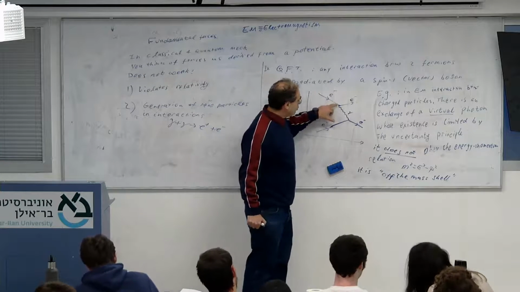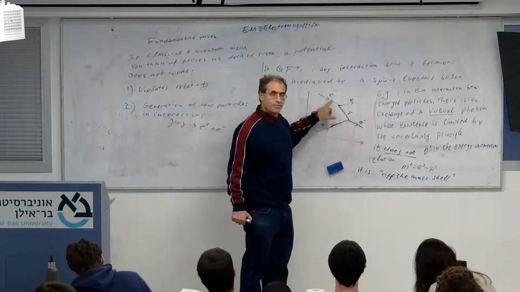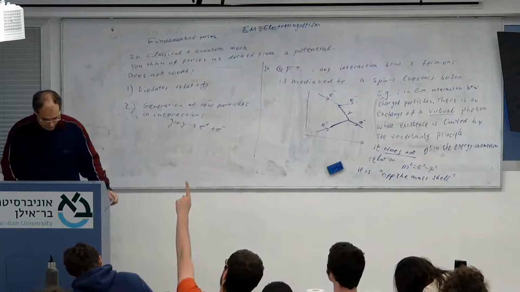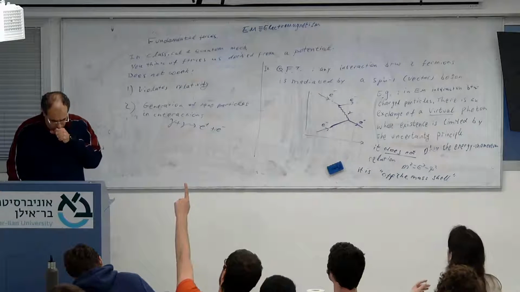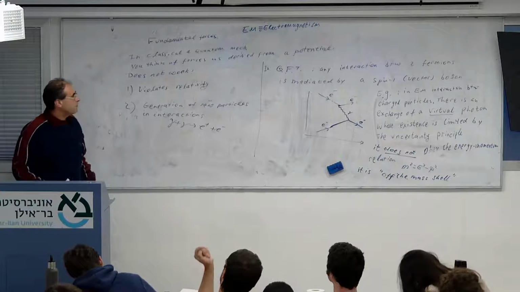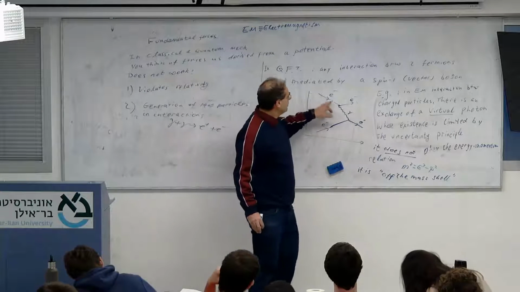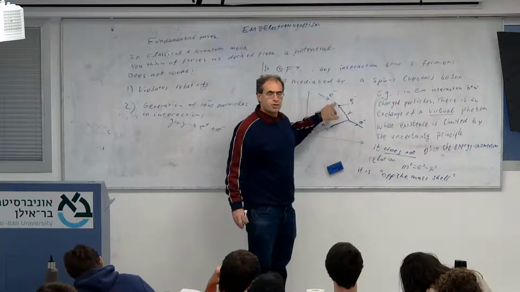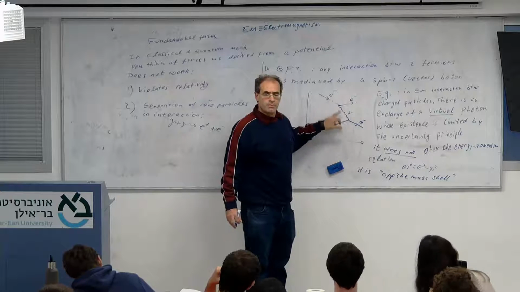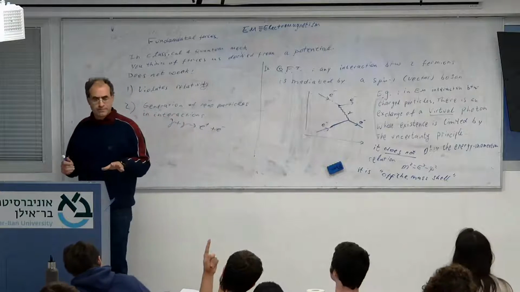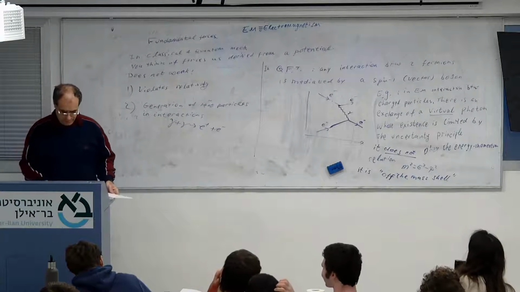Momentum and energy are conserved in each of the vertices that there are. Okay? So this photon is really there, in a sense, to describe the transfer of energy and momentum between the colliding particles.